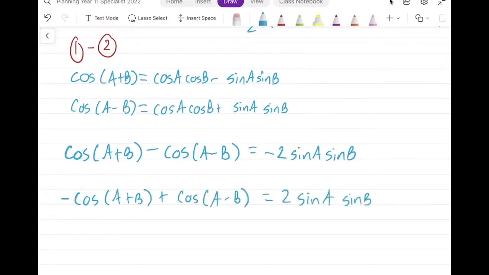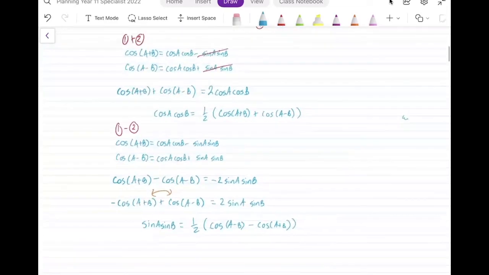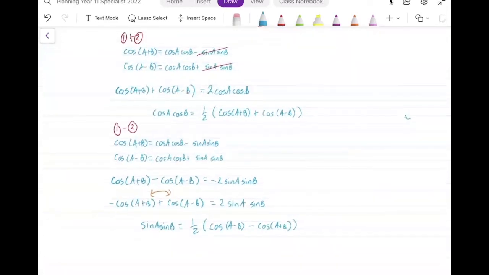If I divide both sides by 2 and I just exchange sides here to make it look like a normal subtraction, I'm going to wind up with sine A sine B is equal to 1/2 outside of cos(A minus B) minus cos(A plus B). So adding equations 1 and 2, and subtracting equations 1 and 2, gives me these two equations.